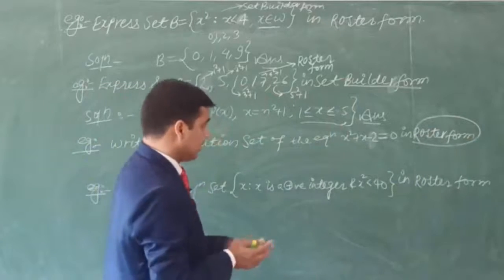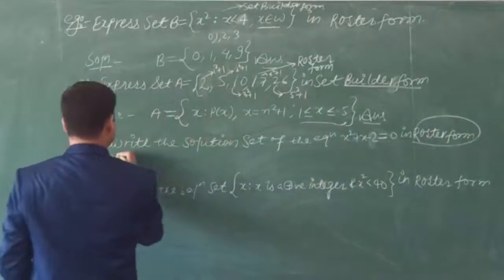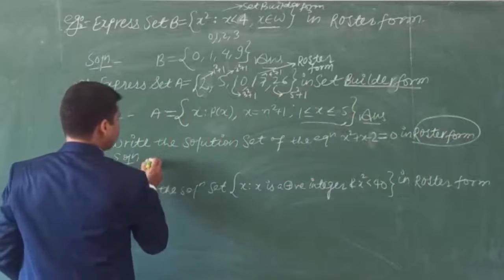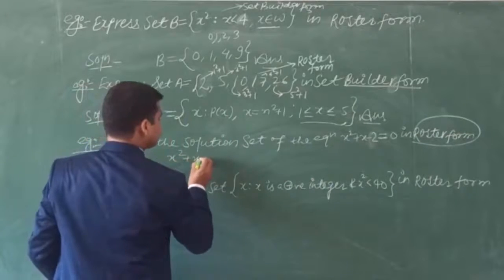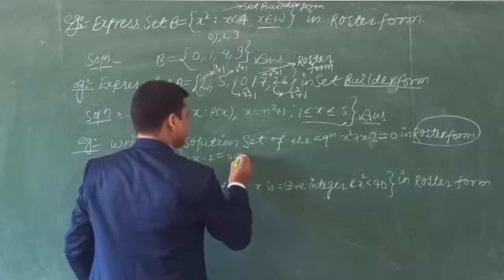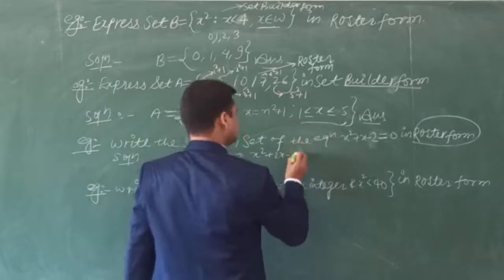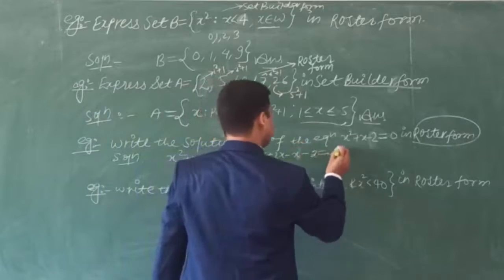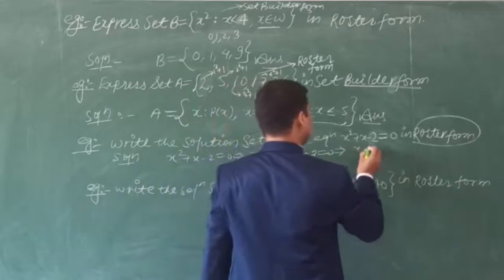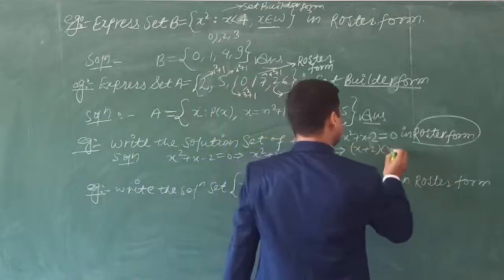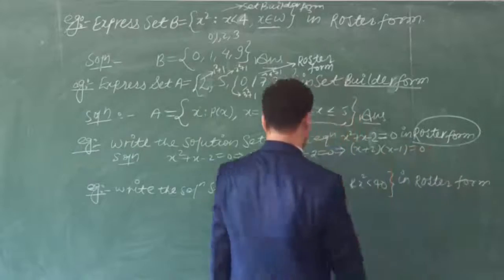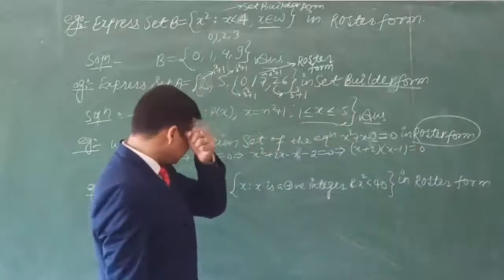Now see this here, x square plus x minus 2. Factorize this. x square plus x minus 2 equals to 0. So we can write this as x square plus 2x minus x minus 2 equals to 0. And after that, if you factorize this, you can write (x plus 2) into (x minus 1) equals to 0.